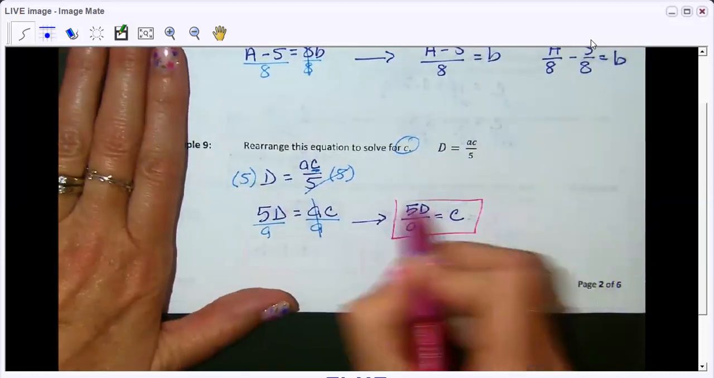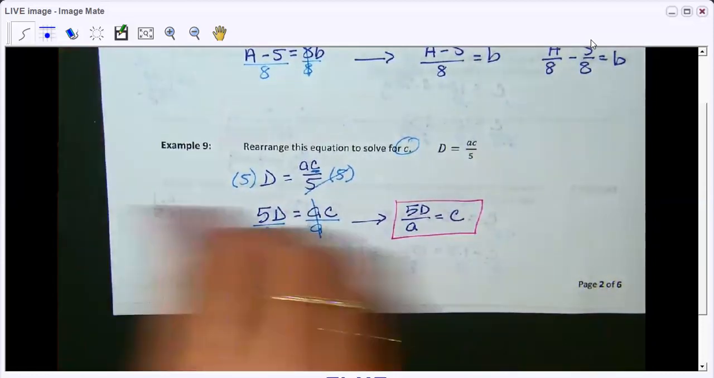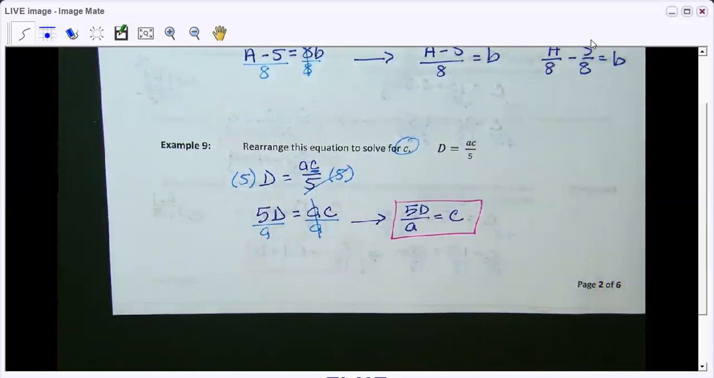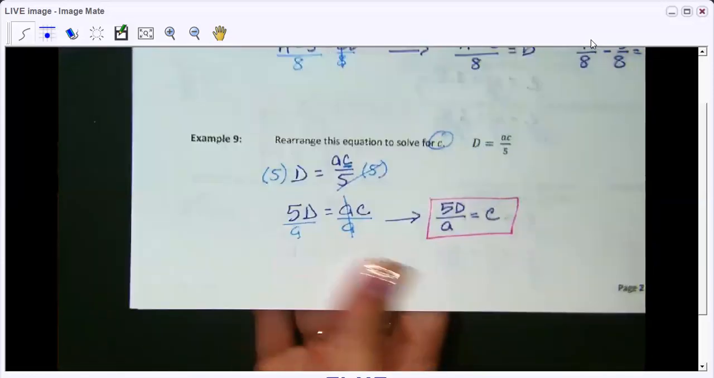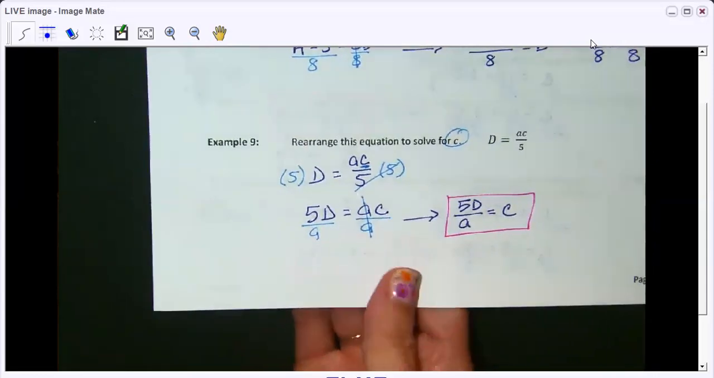All right. Okay, let's go ahead and go to page 3. Oh, do you guys need to see this still? Do you want to go back?